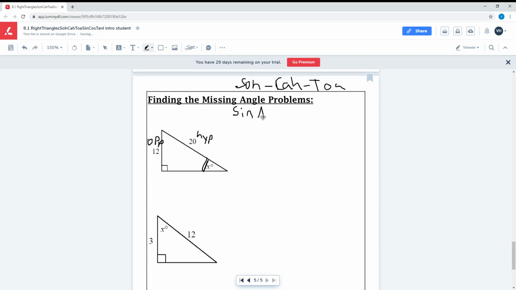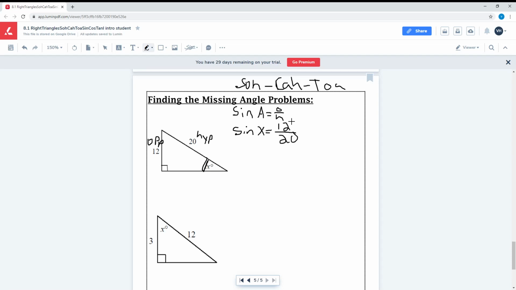So sine angle equals our opposite over hypotenuse. I just shortened it to O over H. So sine, instead of A, I'm going to put X now because that's what we're looking for, equals our opposite over hypotenuse, which is 12 over 20.